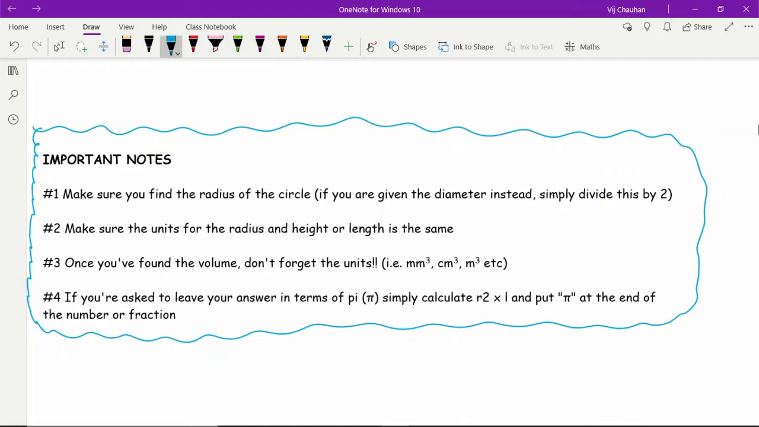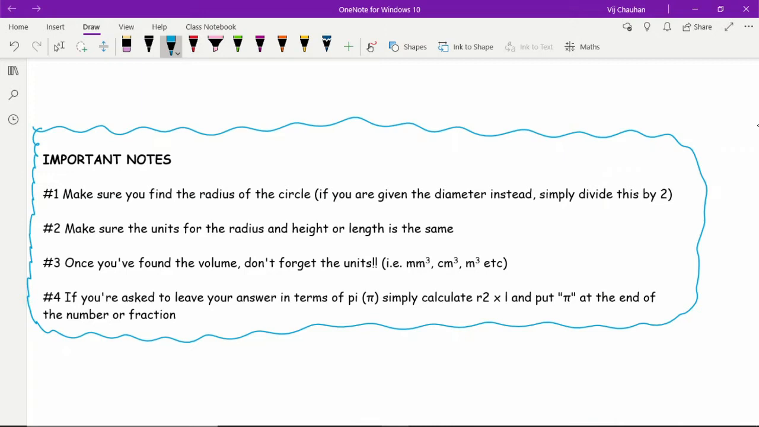Also, and number 2 is really important, as all of these points are important, make sure that the units for the radius and the height or the length are the same. If you've got a mixture of units, make sure that you convert them to either centimetres or millimetres or metres or kilometres, or whatever length units you're using. And once you've found the volume, don't forget the units of your answer. As it's volume, it's going to be in cube units: millimetres cubed if your lengths are given in millimetres, centimetres cubed if in centimetres, metres cubed if in metres.